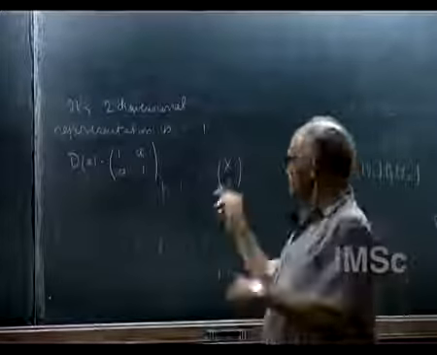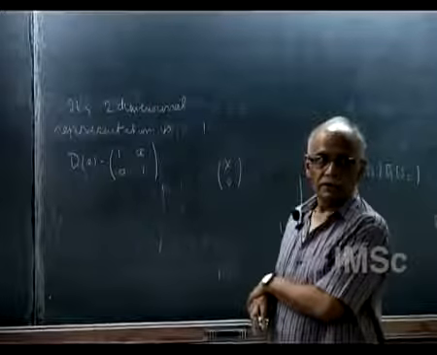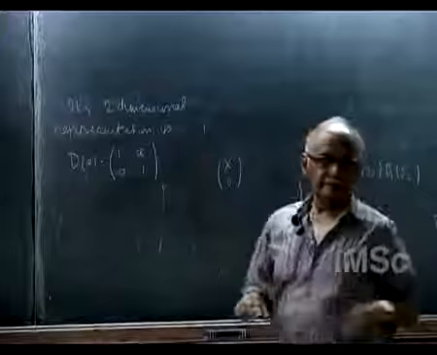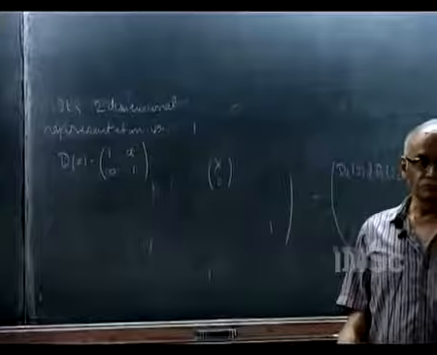So I can ask, can I find some complementary subspace in such a way that the off-diagonal entry becomes 0? We shall see that this is not possible. I will prove it to you.